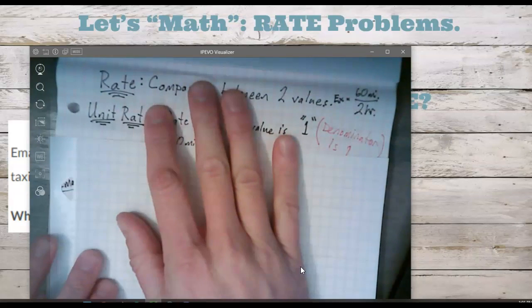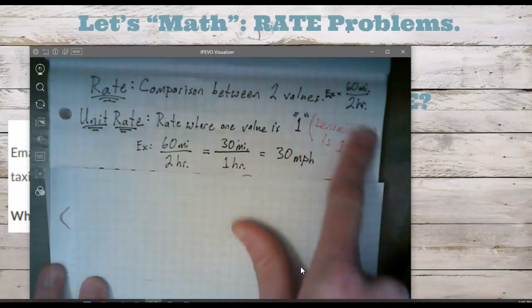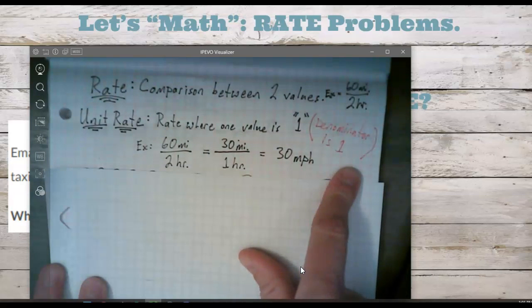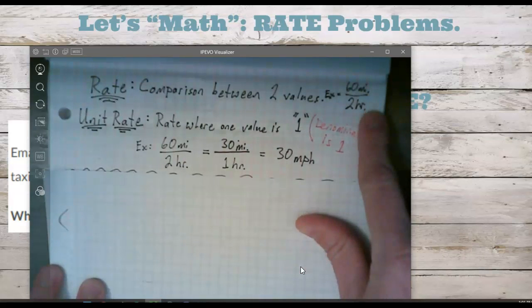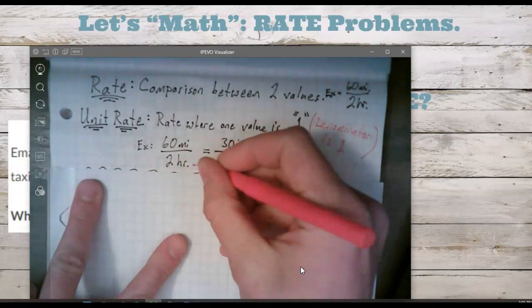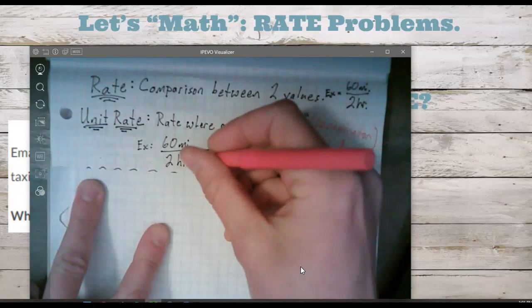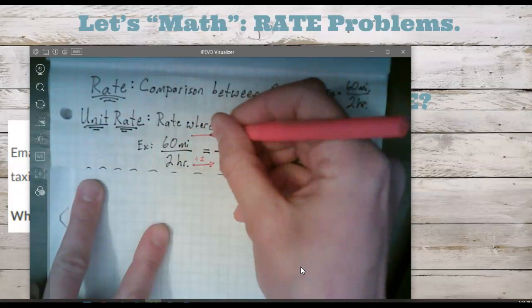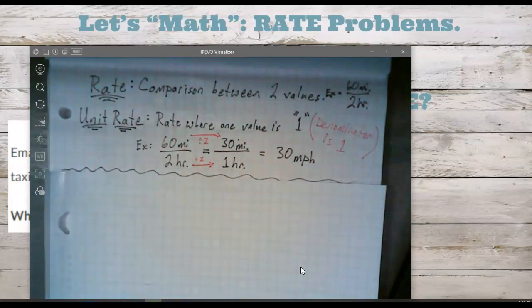A unit rate is a rate where one value, specifically the denominator, is 1. So if we took the rate that I just gave you of 60 miles in 2 hours and wanted to convert it to a unit rate, we look at the denominator and we say, how do we get it to turn into a 1? Well, here, with a 2, we can just divide by 2, and we can do the same thing in the numerator. And then once we have a 1 on bottom, we don't need to write it as a fraction.